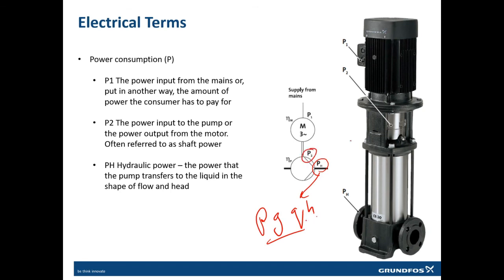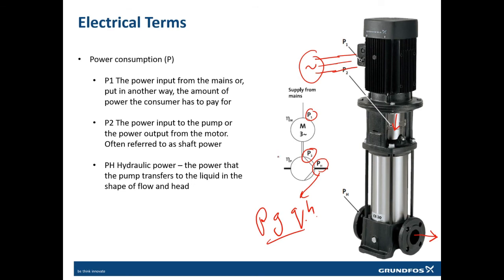P2 is the shaft power, the power which is given by the motor through the shaft. P1 is the power taken by the motor through the electricity, through the Saudi Electric Company. So P1 is the power taken by the motor. P2 is the power given by the motor to the pump, and PH is the power going out from the pump.